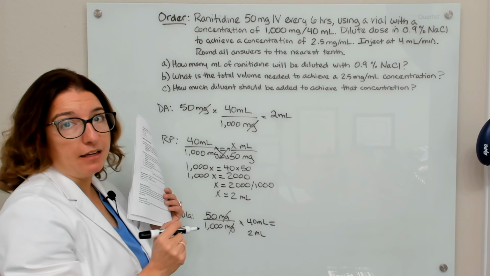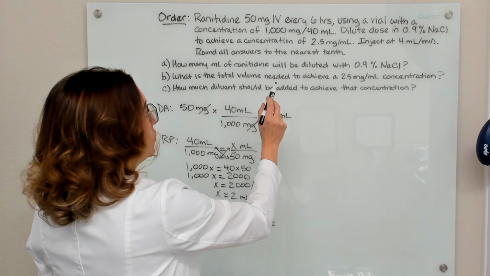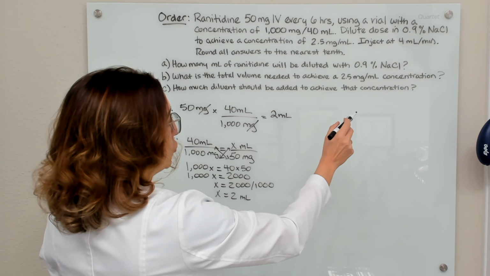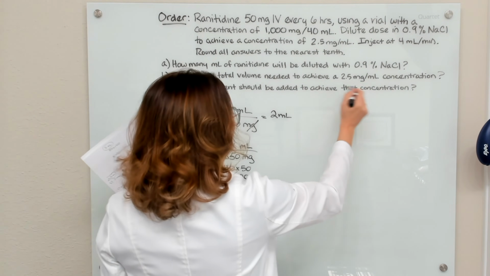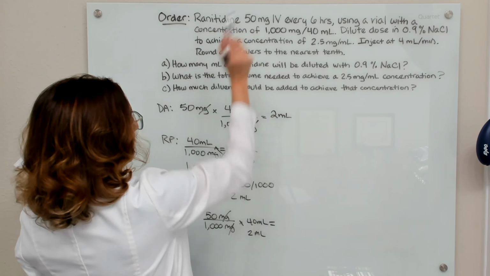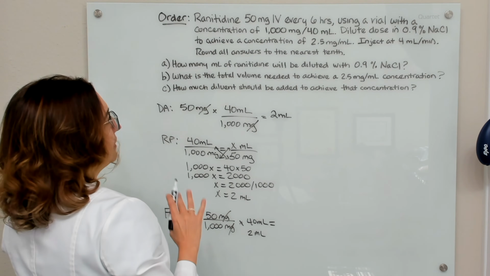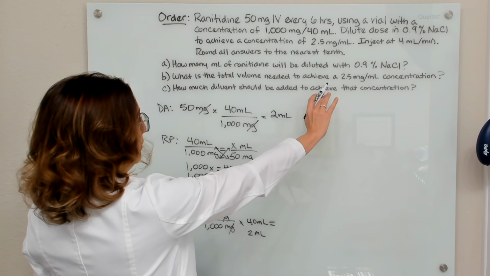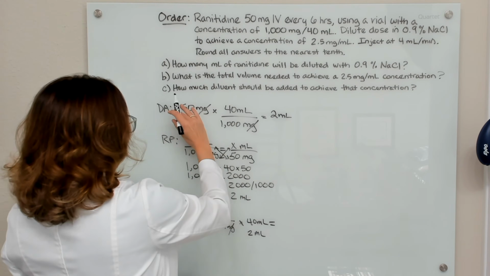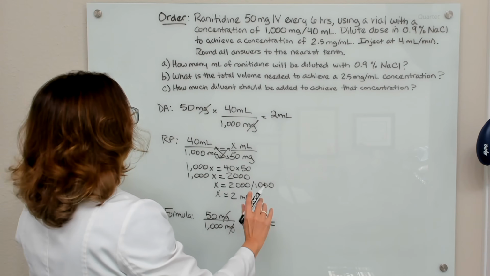So part B of this problem asks us, what is the total volume that is needed to achieve a 2.5 milligram per milliliter concentration? Because that's the concentration we're looking for. And right now we have our 50 milligrams in 2 mLs of solution, but we want a different concentration. So we can solve part B of this problem using dimensional analysis and ratio and proportion. Formula method really doesn't apply for this problem.